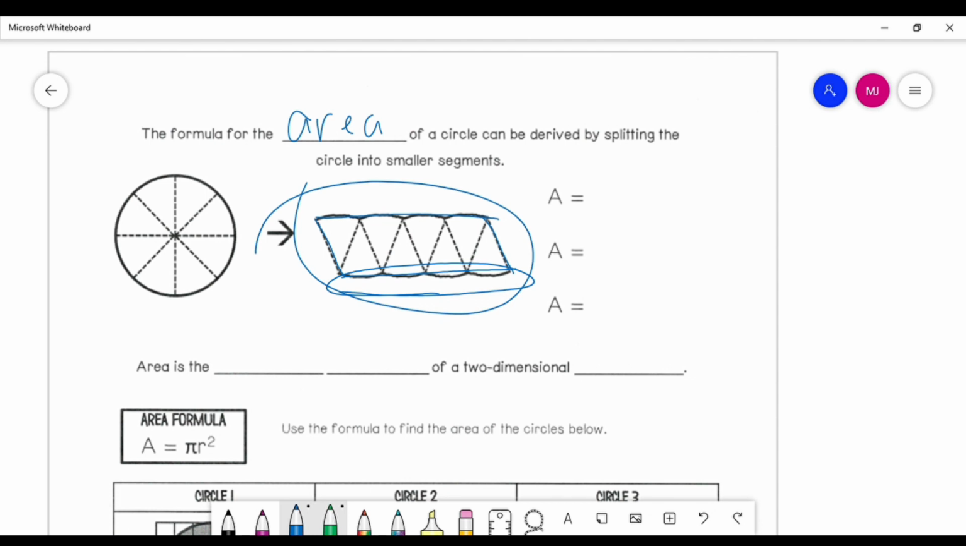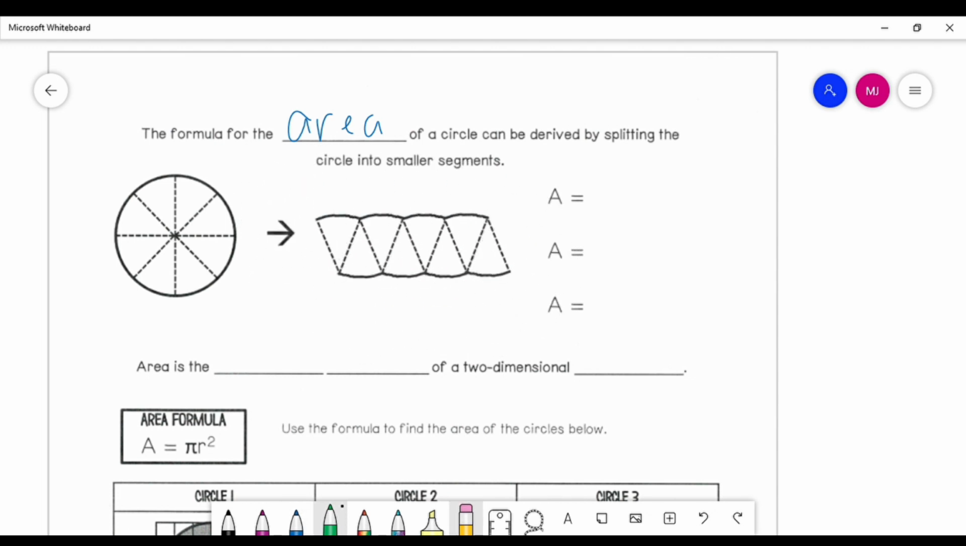Is it all of the circle? So just this part right here, this half right here. If we took our circle, we cut it up, we laid it like that. What is that? Is it the outside of the circle or the inside? Outside. It's the outside. How much of the outside? Half of it. It's half of the outside. And we said that the outside of the circle is called what? Circumference. And so this is half of the circumference.